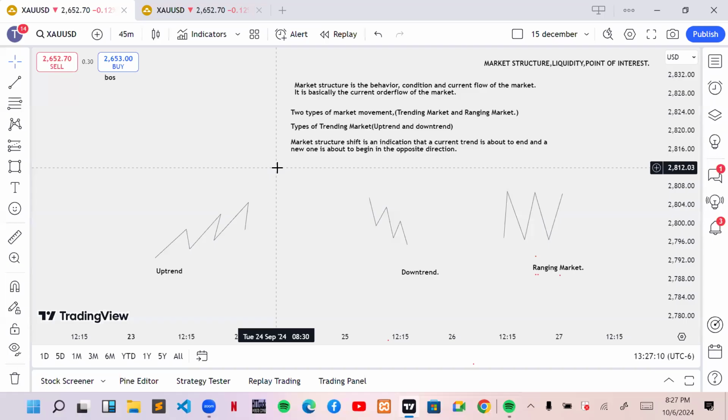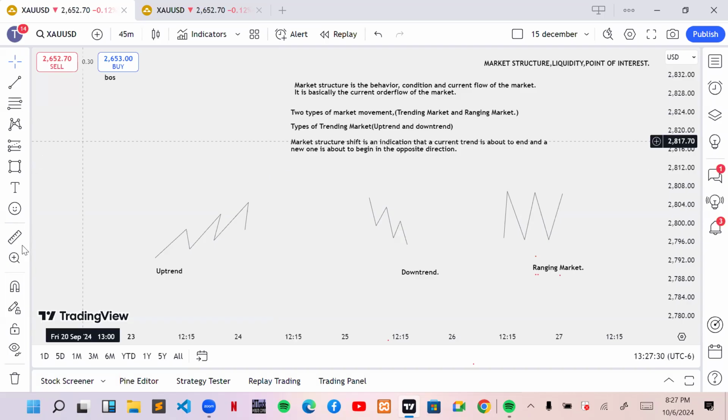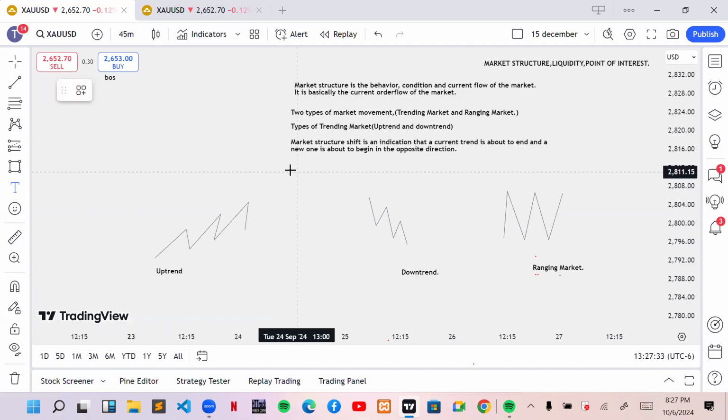So in a market structure shift, it will change trend to the opposite direction. But in a break of structure, it will break a significant zone in the market, be it a high, be it a support zone, be it a resistance zone. It will break a particular zone in the market, but it's still going to remain in the same trend that it was on before. So let me write it down.